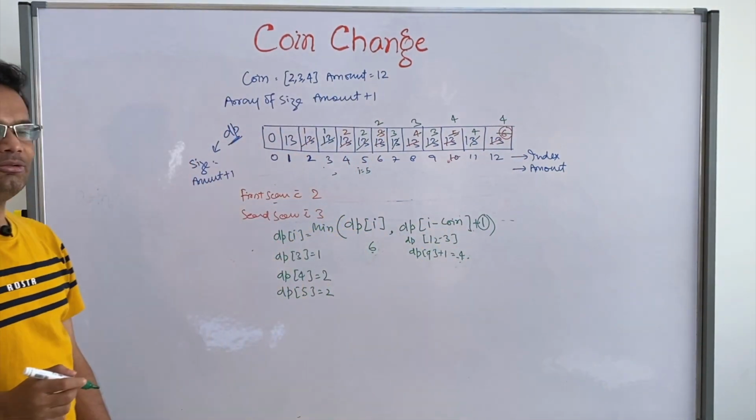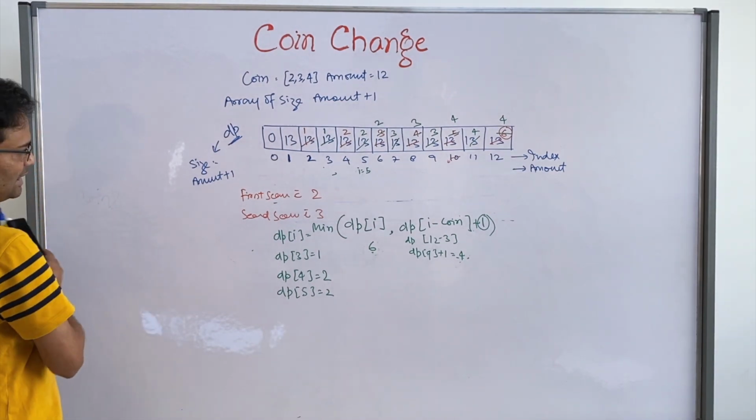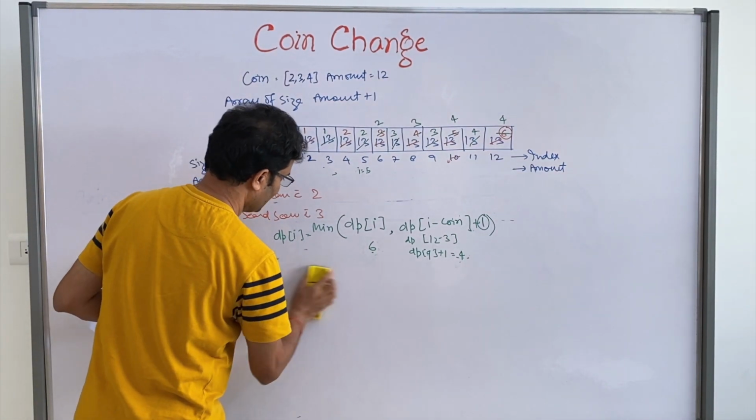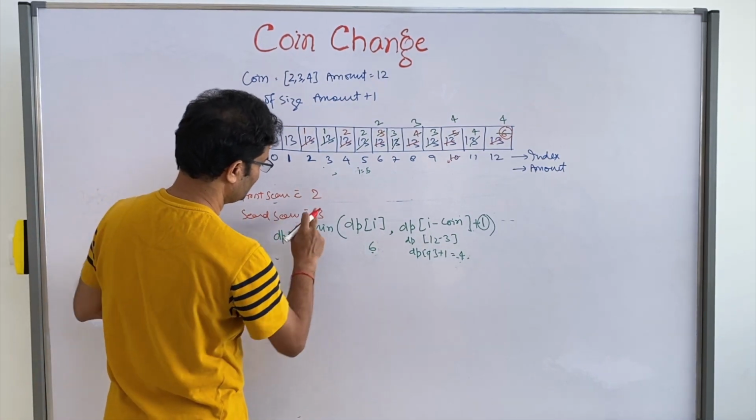So this is the value after updating with the coin 3. Now let me do the same thing, updating with the coin 4. So this time we are going to update with the 4.